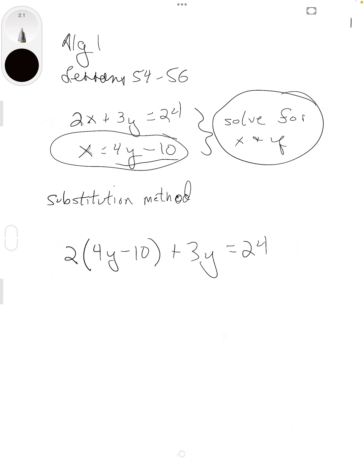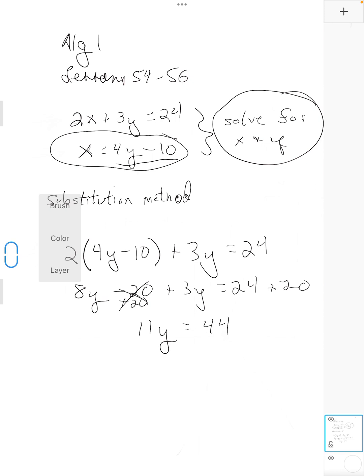Distributive property: 2 times 4y is 8y, 2 times minus 10 is negative 20, plus 3y equals 24. I'm going to take all the y's and put them together. I have 11y, and I'm going to add 20 to both sides and I get 44. So plus 20, plus 20, these will cancel. That's what I did. Then divide both sides by 11, and I get y equals 4.